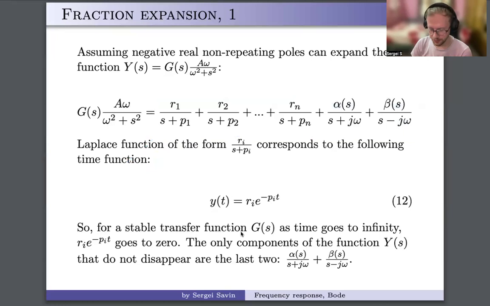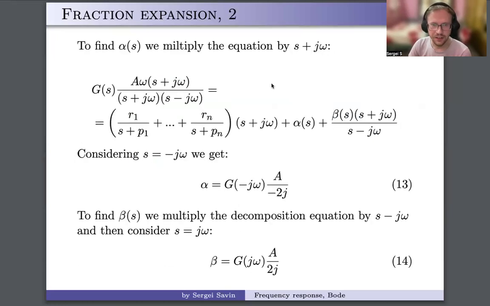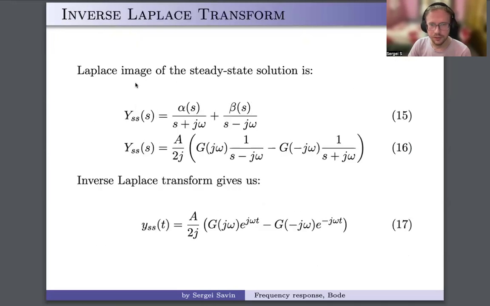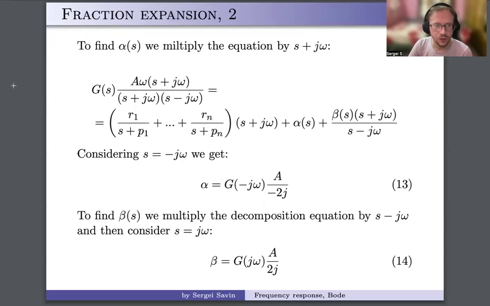Now we can make the next step. So our next step is to find these guys. So our next step is to find alpha of S and beta of S, right? That's what we're going to do next. To do this, we're going to multiply the equation. So first we try to find alpha of S. We're going to multiply the equation by S plus j omega, right? S plus j omega. That's what we're going to do. So we're going to multiply everything by S plus j omega.